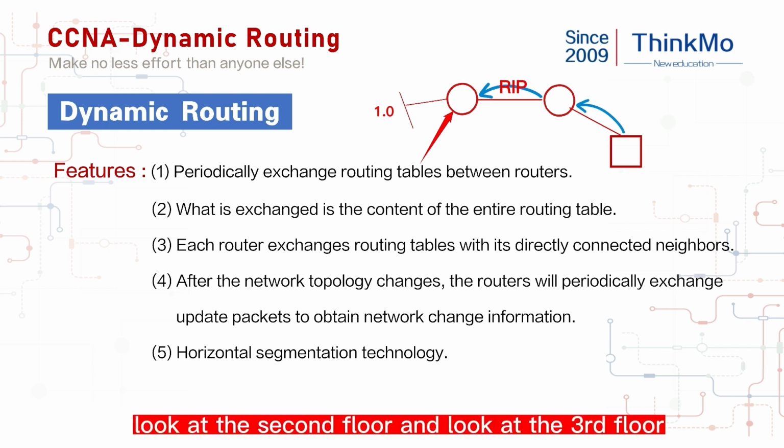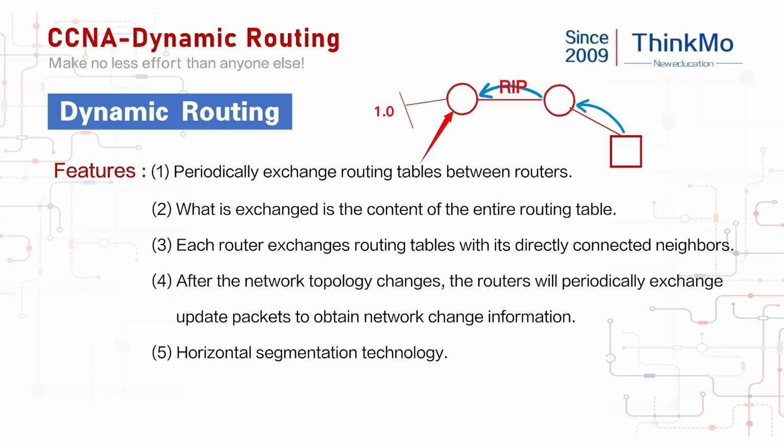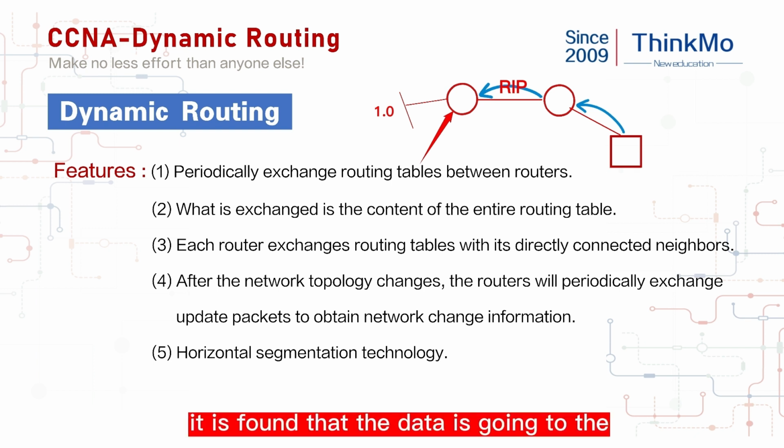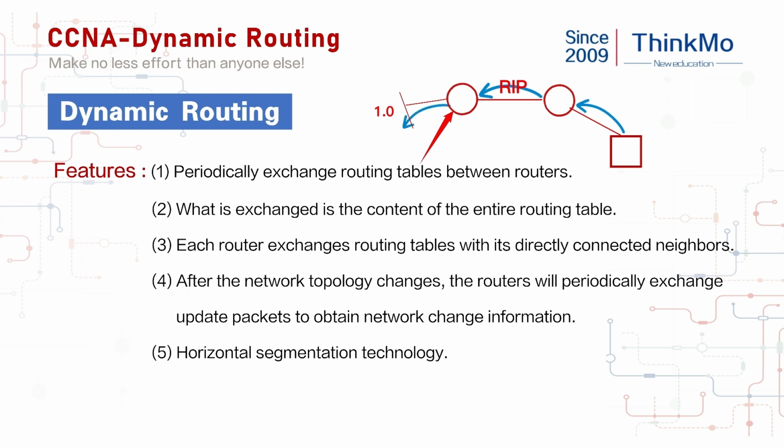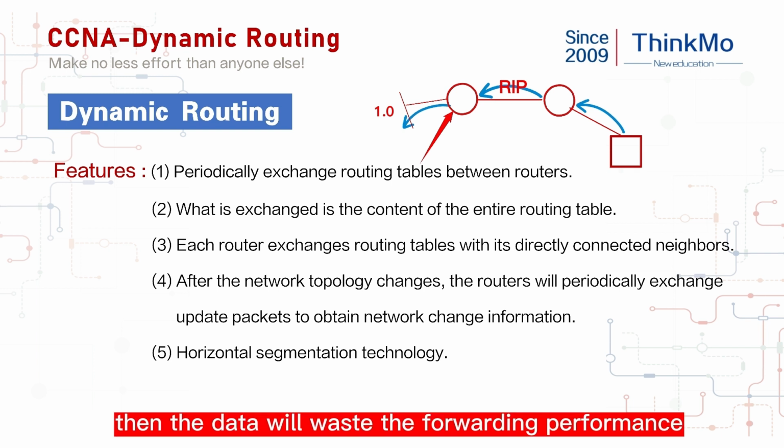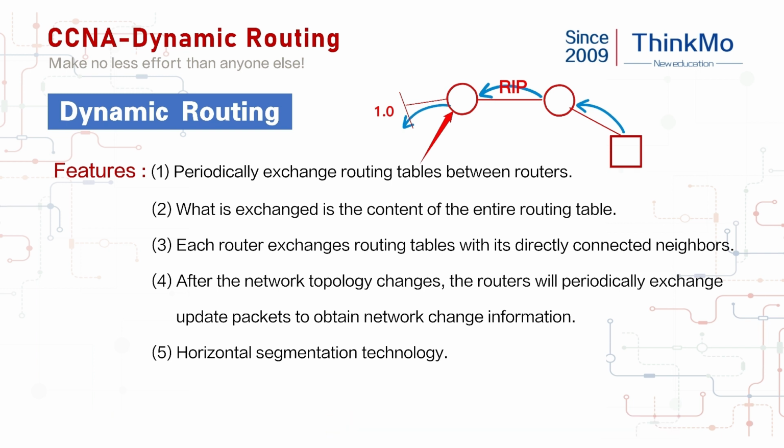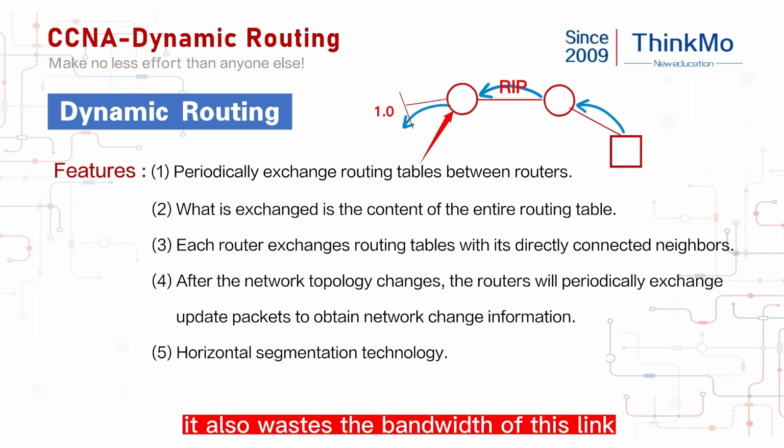Look at the second layer and then look at the third layer. In the third layer, it is found that the data is going to the 1.0 network segment. And if there is no such route in its table, the packet will be discarded. Then the data will waste the forwarding performance of the device, that is, waste device hardware. It also wastes the bandwidth of this link.